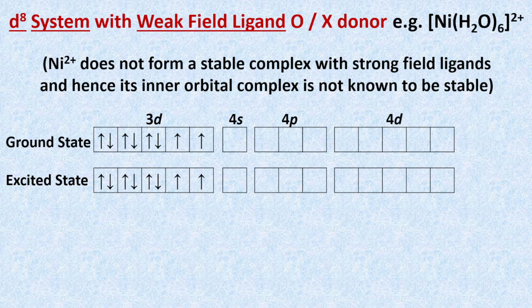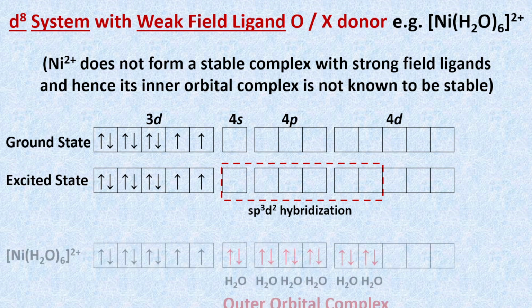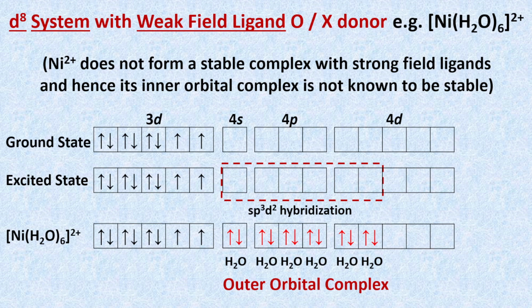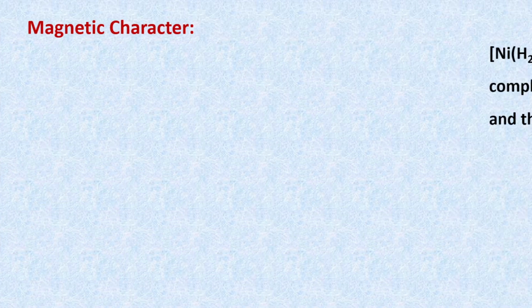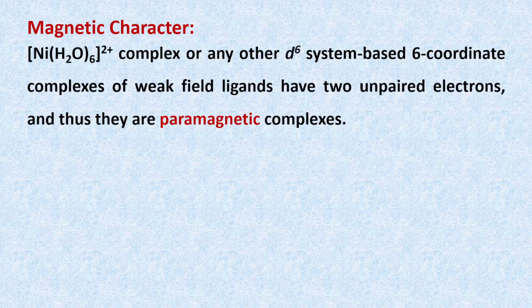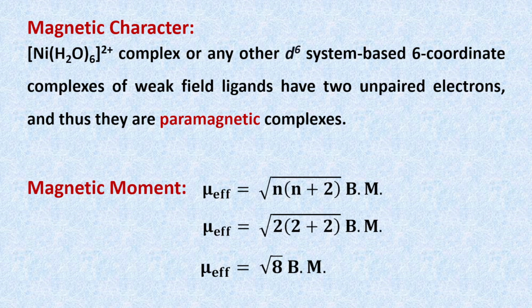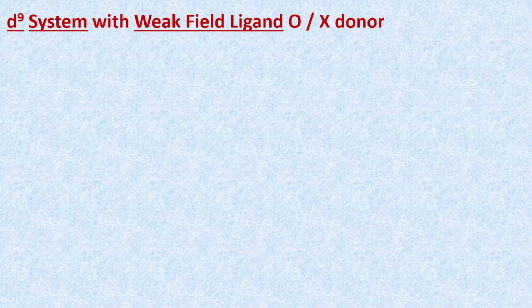Now one vacant 4s, 3 4p and 2 4d orbitals hybridize to give sp3d2 hybrid orbitals. Then the 6 ligands donate their sigma electrons to form an outer orbital complex. This complex, or any other d8 system based octahedral complex of weak field ligand, has 2 unpaired electrons, so they are paramagnetic and the magnetic moment is root 8 Bohr magneton.